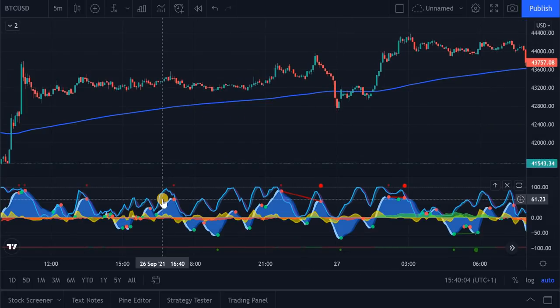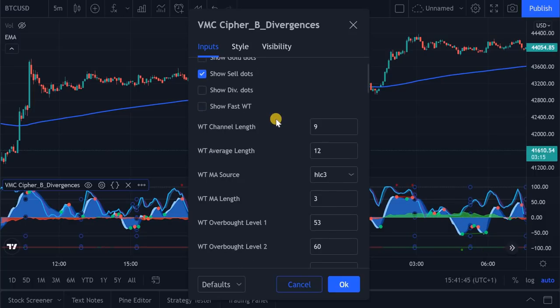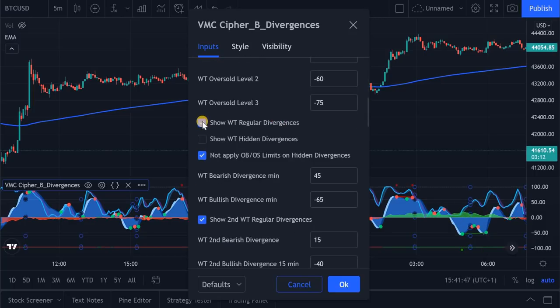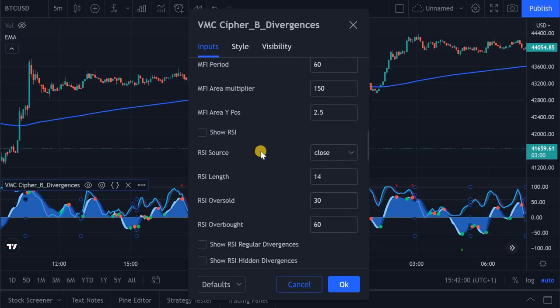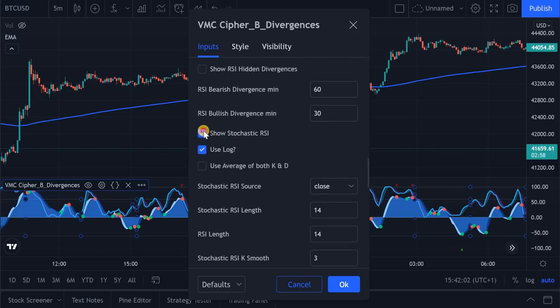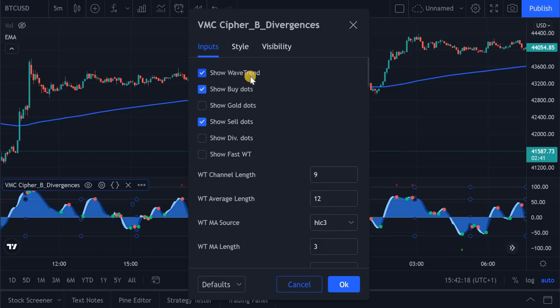The next step is to make a quick edit on this indicator. Right here, we are going to untick some boxes. I just need 3 out of these. Untick this and the remaining 2. And there are other things that you need to untick. So right here, I'm going to untick all of this because I don't need them in this strategy. The only things I need in this video are the wave trend, the buy dots, and the sell dots. Once I'm done, I would go ahead and click on OK.